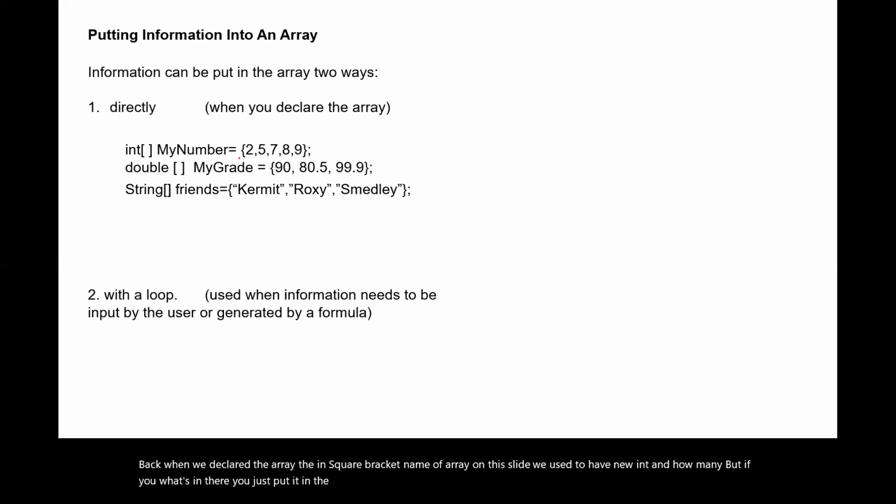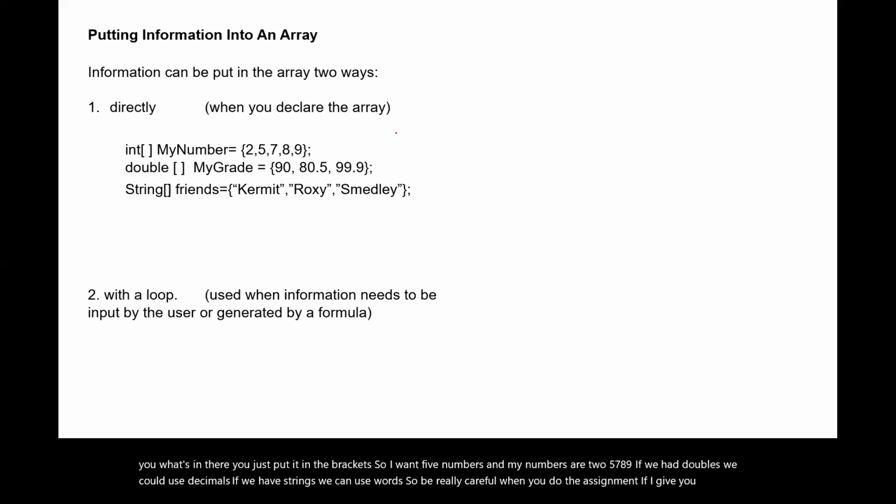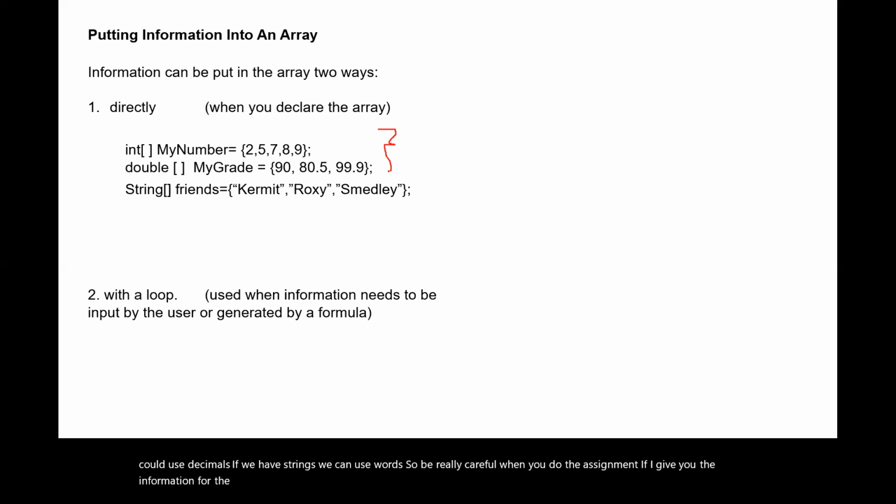So I want 5 numbers, and my numbers are 2, 5, 7, 8, 9. If we had doubles, we could use decimals. If we have strings, we can use words. So be really careful when you do the assignment. If I give you the information for the array, make sure you put the information in right away, because if you use a loop, you have to keep typing it in every single time, and that's just annoying.